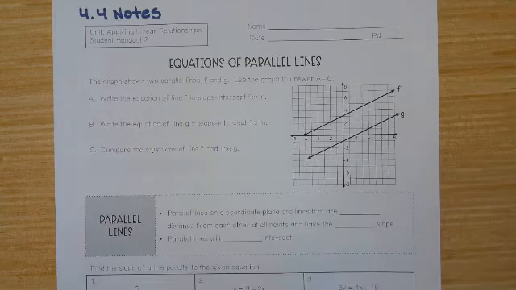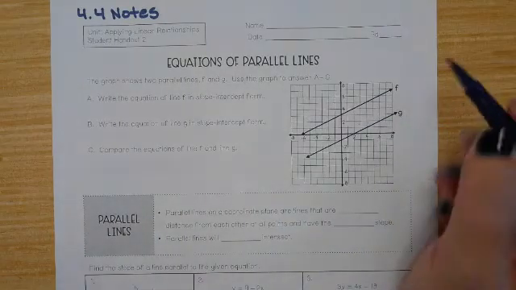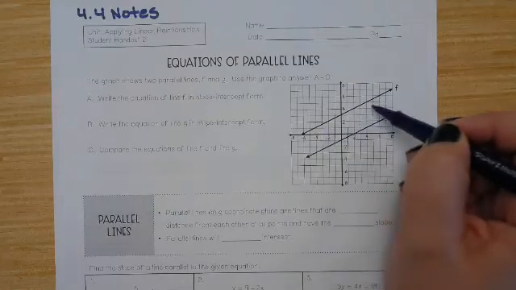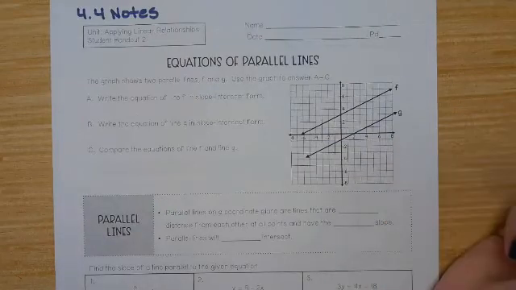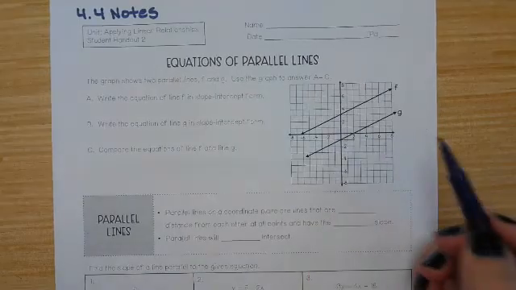Today's lesson is over parallel and perpendicular lines and the relationships between their slopes and therefore their equations. Let's get started. The graph here shows two parallel lines. You can see that they don't ever intersect. They have the same distance in between them. We're going to call these F and G. And let's explore what we notice about the equations of those.